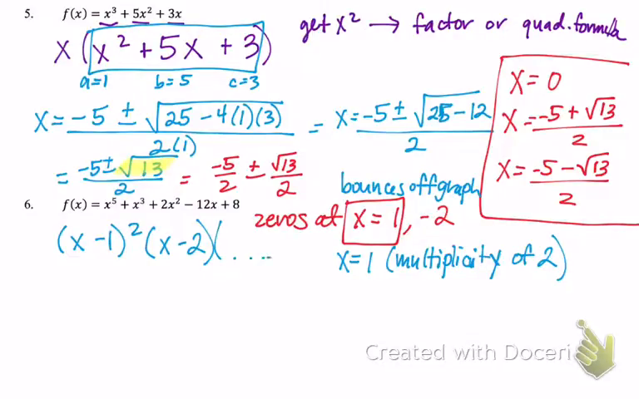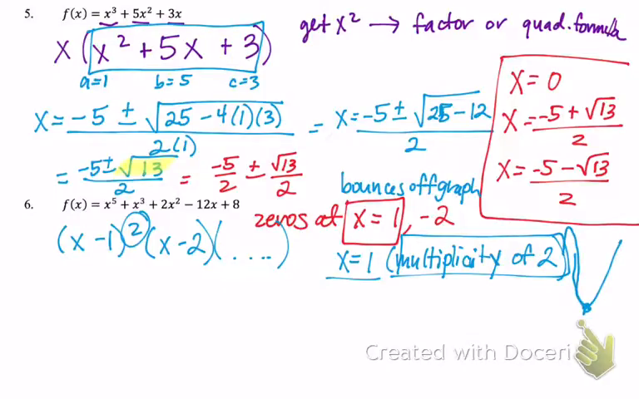and then something else. So this squared right here indicates that it has a multiplicity of 2. That means that it bounces off the graph. So if you look at the graph, it touches 1 and then it shoots right back up. It doesn't actually go through 1. It approaches 1, touches it, and then it comes back up. So if it bounces off the graph, we're going to say that that's a multiplicity of 2.